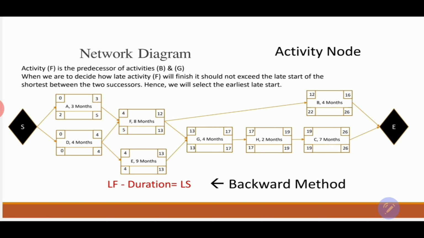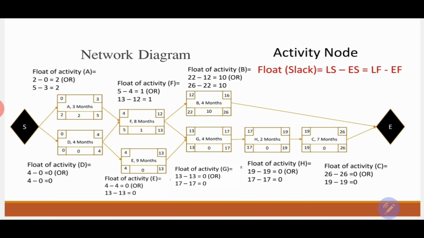5 as a late finish minus 3 months as a duration, and the late start of activity A will be 2. What we have understood from this process is that some of these activities have a change between the late start and the early start, and the late finish and the early finish. One thing remaining in order to complete our network diagram is to calculate the float.